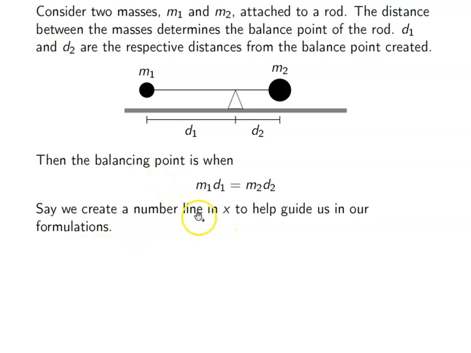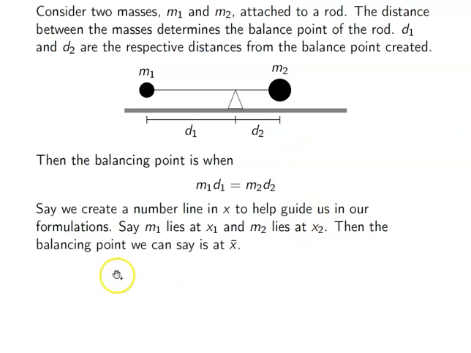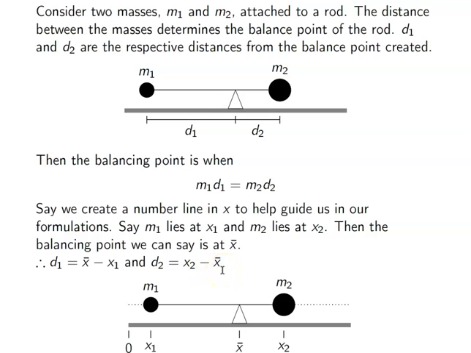So say we create a number line, and we say that this is in the x direction to help us figure out some of the calculations that we want to do. Okay, we can say that M1 lies at the point x1 and M2 lies at a point that we'll call x2. Then the balance point we'll call x bar. So the distance D1 is the balance point minus the x value location for M1. So x bar, the balance point, minus M1's location. D2 is the same thing. It's going to be the location of M2 minus the balancing point, so x2 minus the balance point.